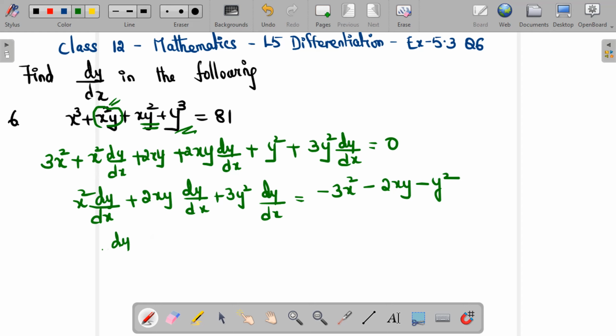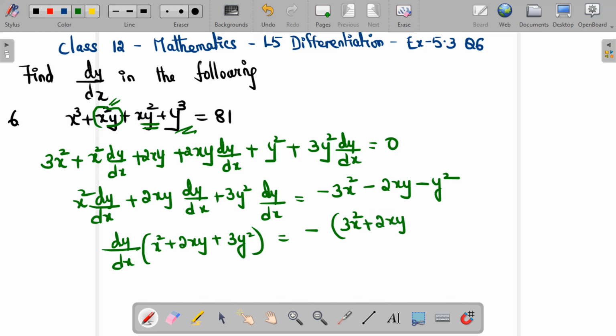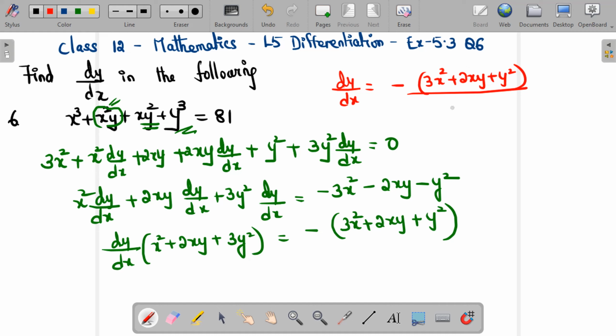Now collect the dy by dx on the left side outside. So this is x squared plus 2xy plus 3y squared. On the right side, I'm taking the minus sign outside. So this is minus of 3x squared plus 2xy plus y squared. Now we need the answer of dy by dx. So dy by dx is equal to minus of 3x squared plus 2xy plus y squared, the whole thing divided by x squared plus 2xy plus 3y squared.